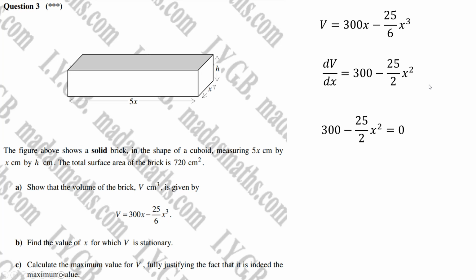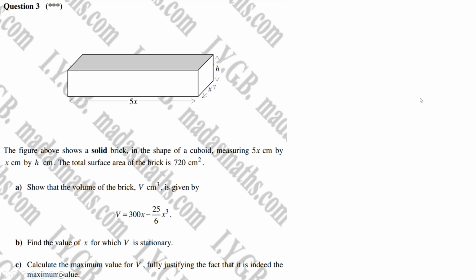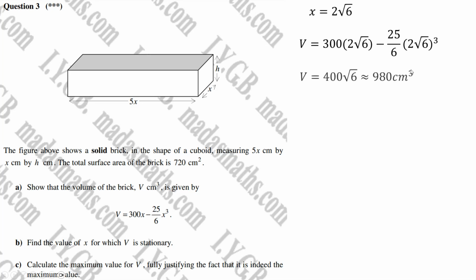Remember, stationary points occur when the first derivative is 0. Add 25 over 2 x squared, multiply by 2, divide by 25, x squared equals 24, so x equals root 24 or 2 root 6. You don't want the negative solution, remember, because you can't have a negative length. You might just want to put that on the side here as a statement. So this value of x either minimizes or maximizes the volume. Let's see what it does. So let's plug it in to the volume here. Use a calculator if you want. You'll get 980 centimeters cubed, around that.